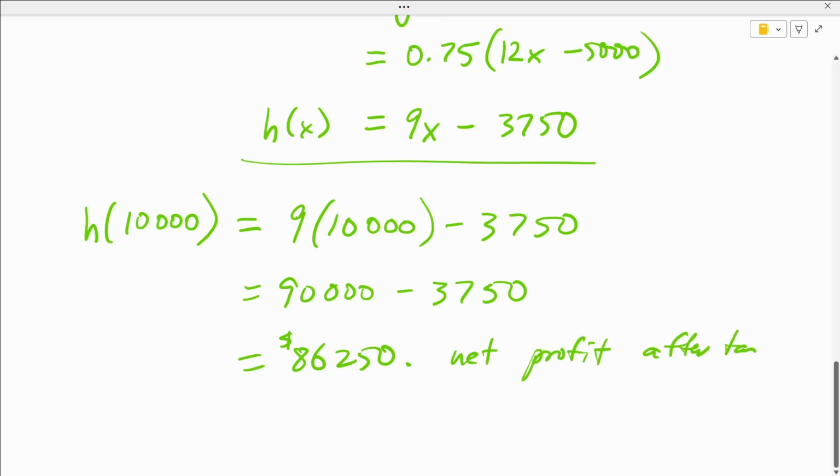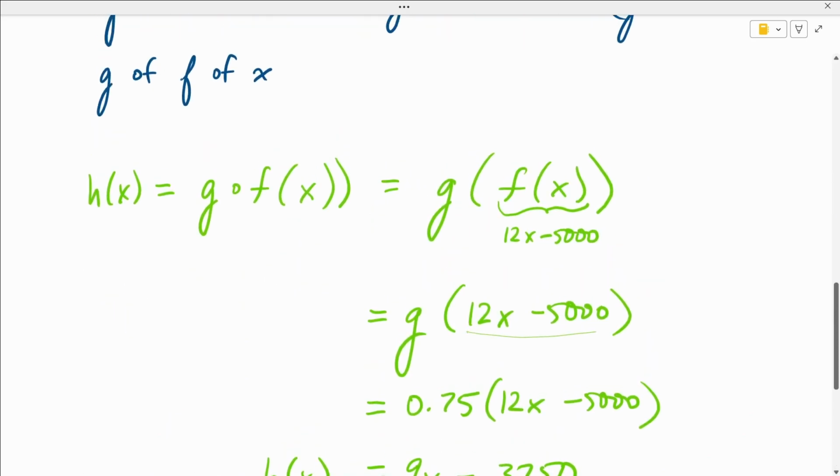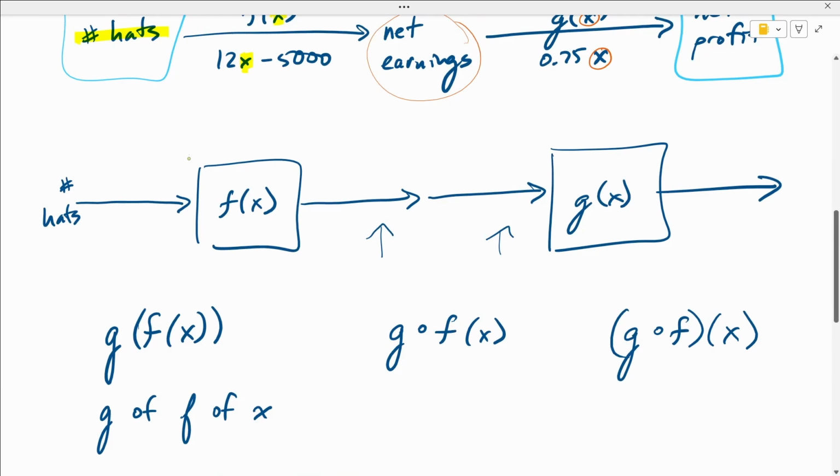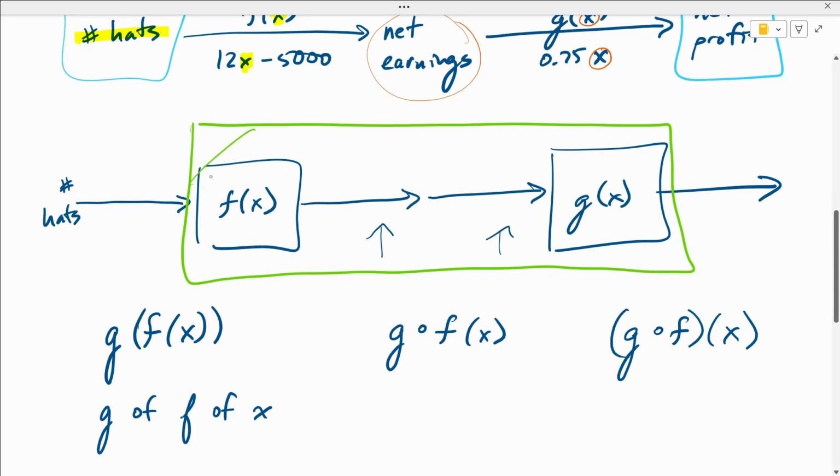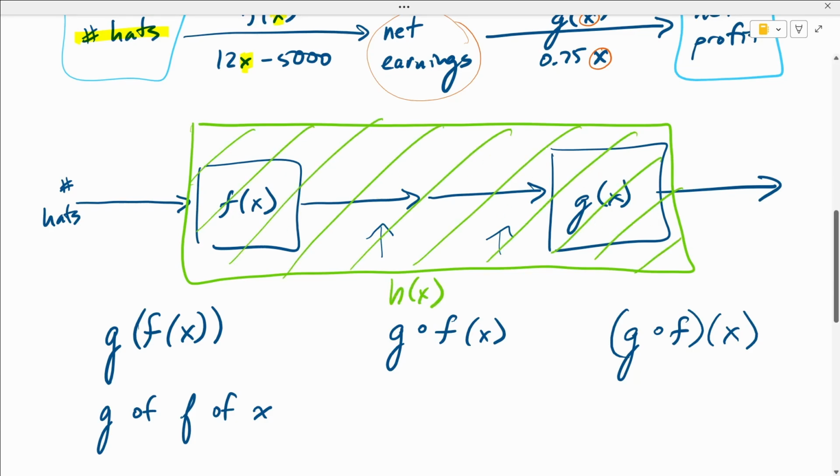Okay, so h in a sense is a bigger machine, and inside this big machine h, we have f and g. You put your number of hats in as an input to h, and then inside you don't see what's happening, and you just get the output of the net profit after tax. But what's actually happening inside is h is getting f to give an output, and then taking that output and putting it into g, and getting the output of g.